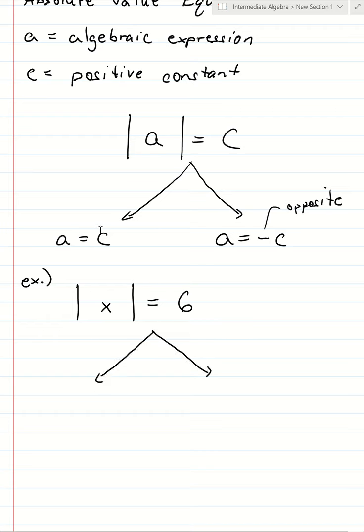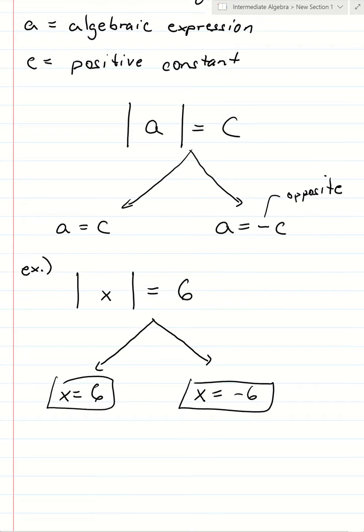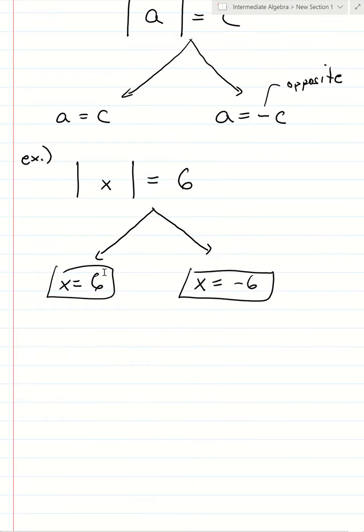The first relationship, basically x is going to equal 6, because that's what it tells us to do here. Set what's inside equal to what's outside. So x equals 6 is one solution. But there is a second. In the second solution, we take what's inside, the x, and set it equal to the opposite of your constant. And the opposite of 6 is negative 6. So those are your two solutions to that particular problem. Both 6 and negative 6 are 6 units away from 0 on the number line.